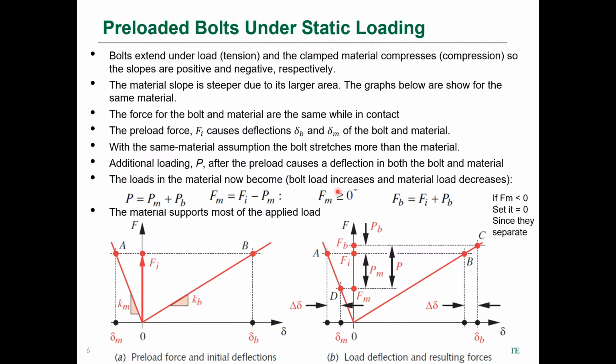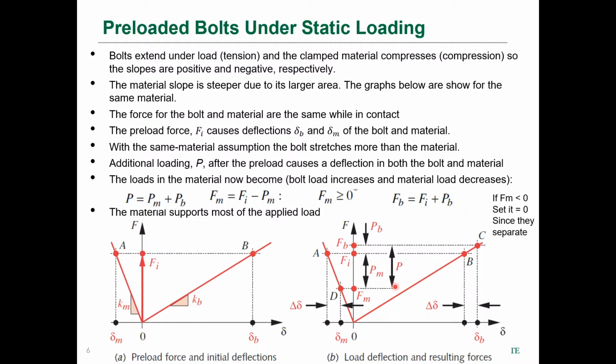If you want to look at this in terms of the equation, it says that the load applied to a bolted joint is the load in the material plus the load in the bolt. The force in the material is equal to the preload minus the load that's picked up in the material. And that's, of course, if the force in the material is greater than 0. If it's less than 0, then you'll have separation, and so you just would set it to 0. And the force in the bolt is equal to the preload plus the load in the bolt.